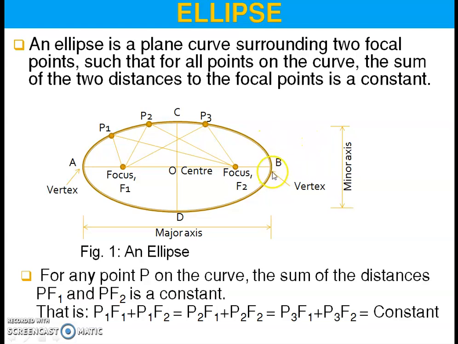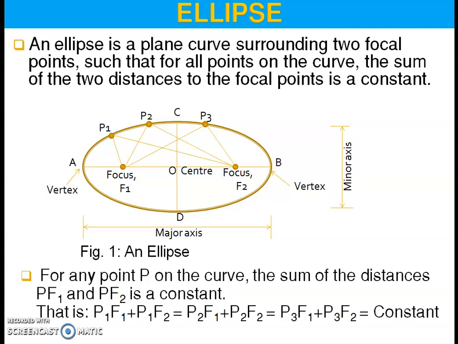Number 1, for any point on the curve, the sum of the distances PF1 and PF2 is a constant. That is, P1F1 plus P1F2 is equal to P2F1 plus P2F2, which is equal to P3F1 plus P3F2, which is equal to a constant.